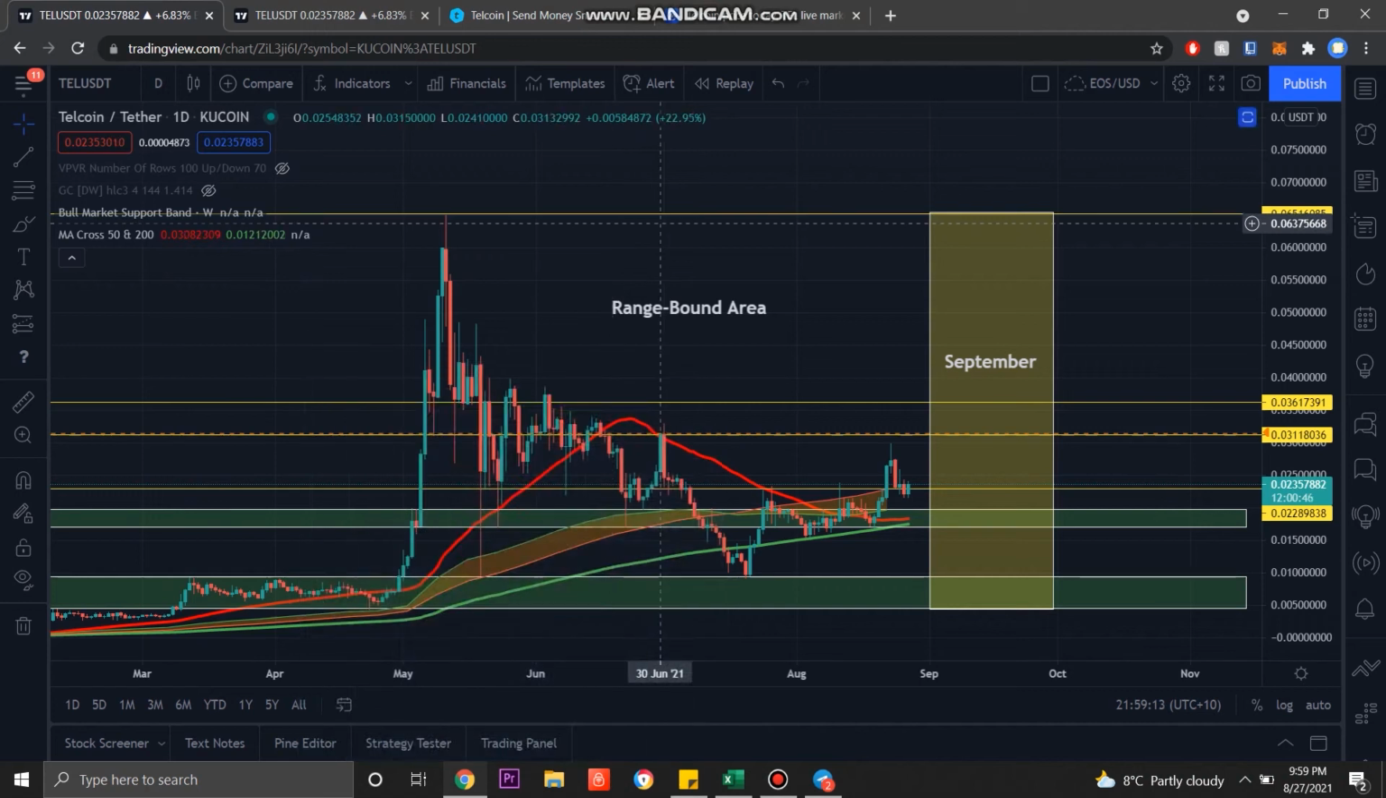Hello Wolfpack, we're here on Telcoin USD on the KuCoin chart on TradingView. We've got the daily chart and the 4-hourly chart ready to go to give you both a long-term and a shorter-term view on what is happening with the price action on Telcoin. We're also going to be diving into the fundamentals briefly.